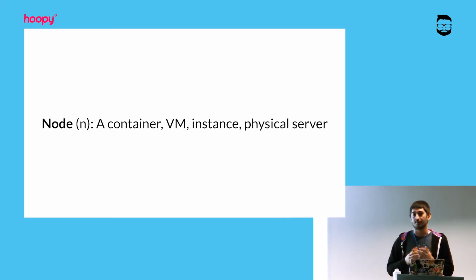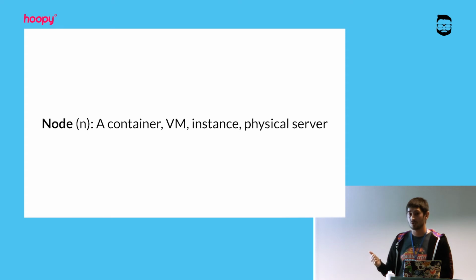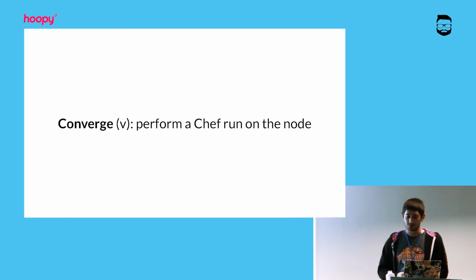Then you deploy Chef onto a node. So a node can be a container, a virtual machine, an instance on, say, a cloud provider. It could be a physical server. It could be like a hardware switch. It can basically be anything that can be connected.